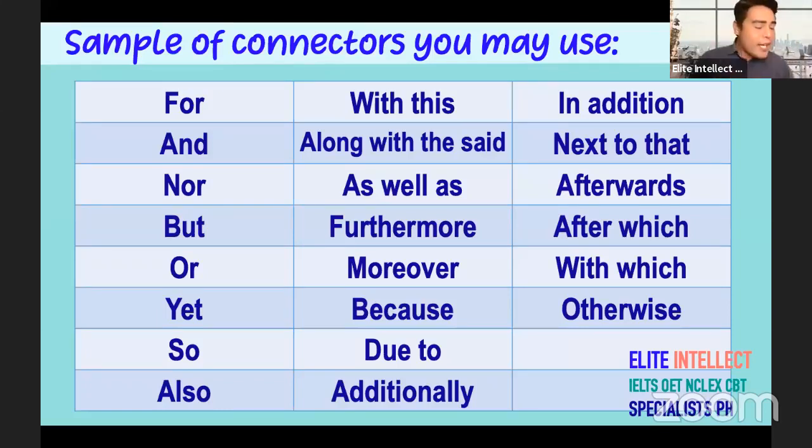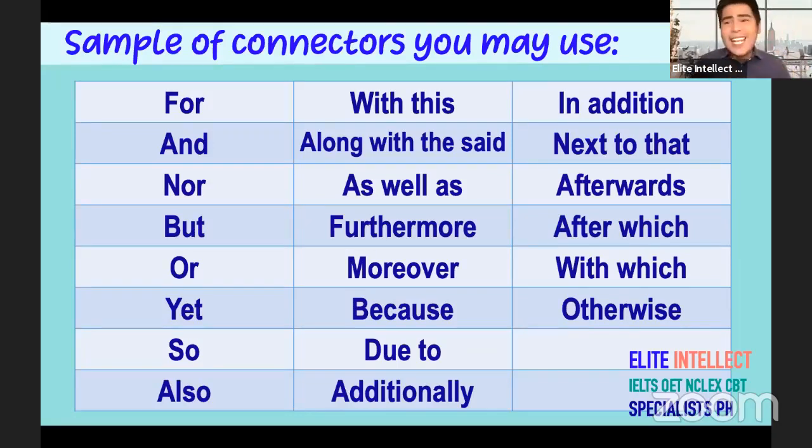Okay. So, what are the sample connectors that you may use on the exam? First you have your FANBOYS: for, and, nor, but, or, yet, so. Also, along with the said, as well as, furthermore, moreover, because, due to, additionally, in addition, next to that, afterwards, after which, and with which, and otherwise.